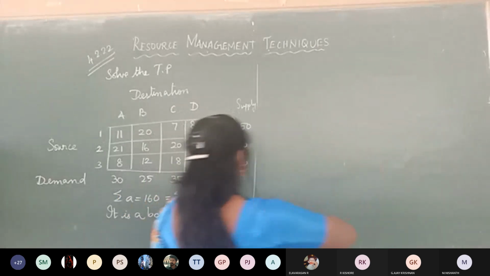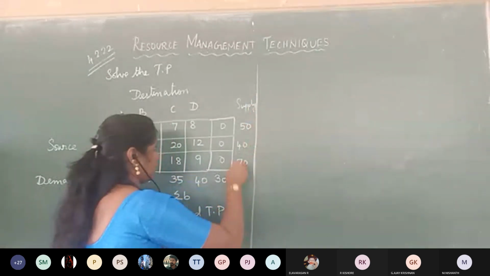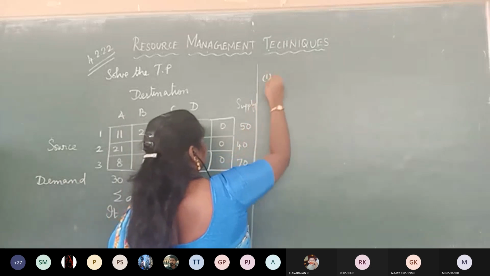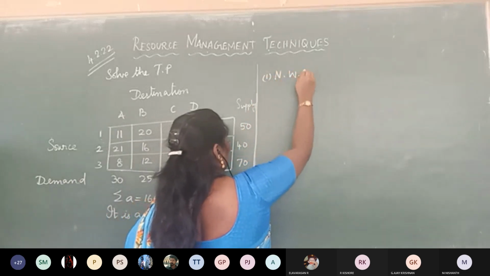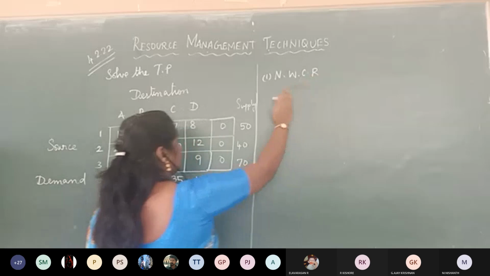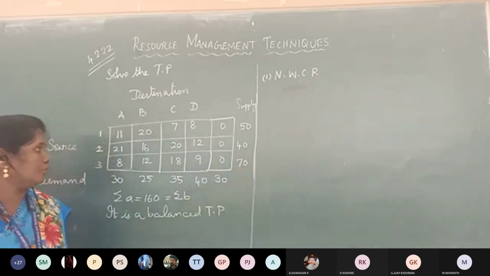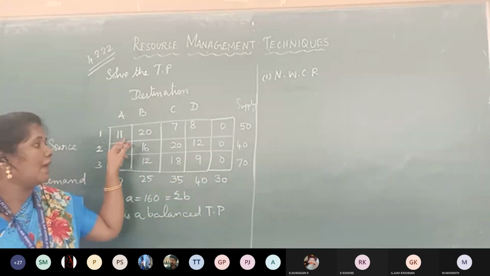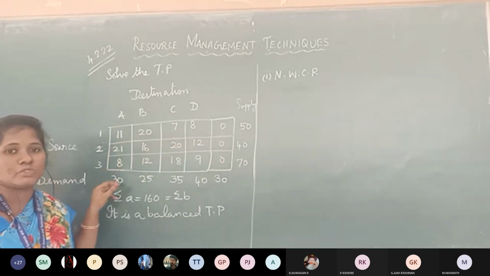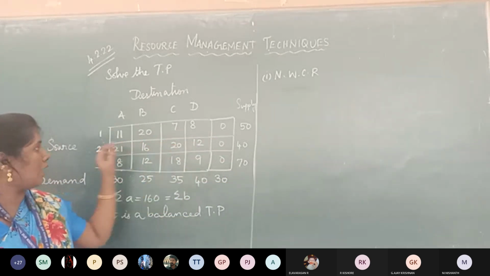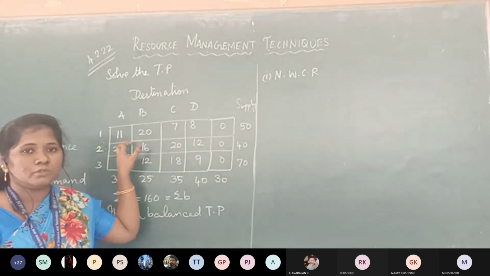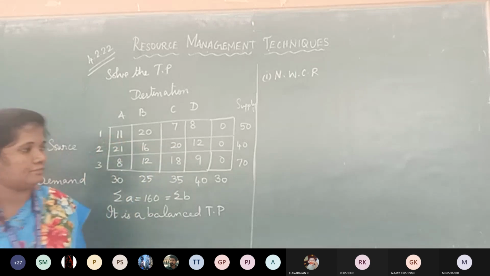After making it balanced, we'll have to do your method, northwest corner rule. Northwest corner rule, you know, isn't it? What is your northwest corner rule? You will take the first cell from the tabular column and see your supply and demand, whichever is your least value, you will allocate it here and then you will cross over. Do it.